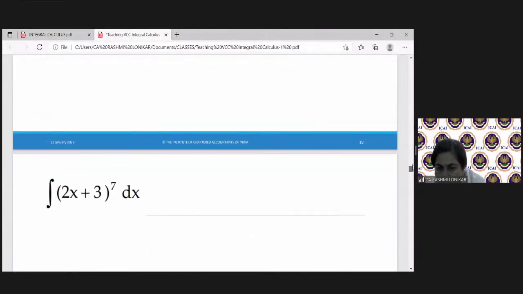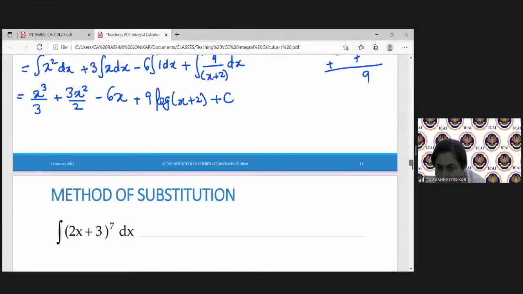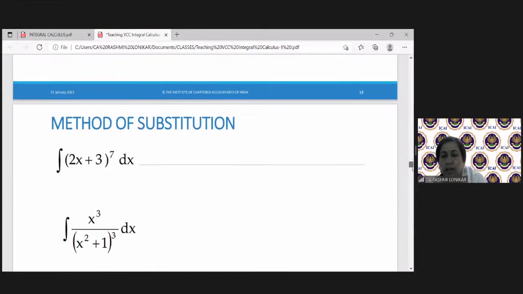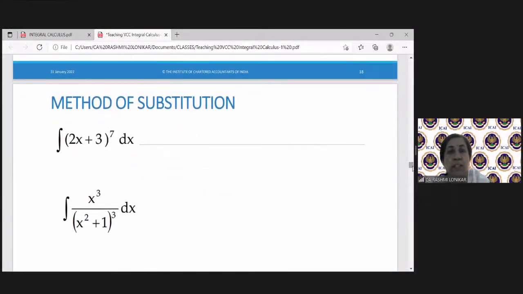Now let us go to the next sum. You've done this. Now we have the method called method of substitution. Like we did for derivative also, we have to use the same method. Okay, so we will be using that.